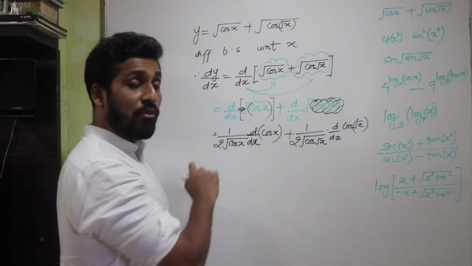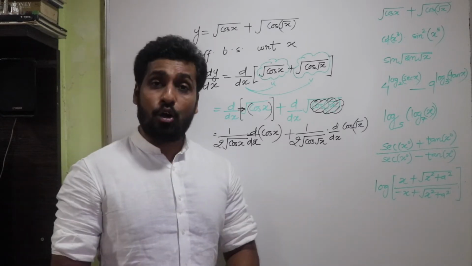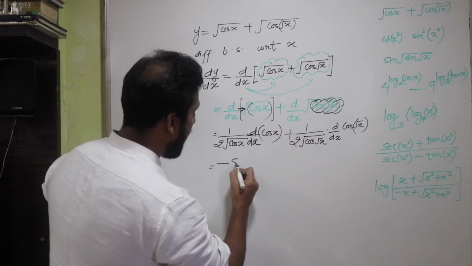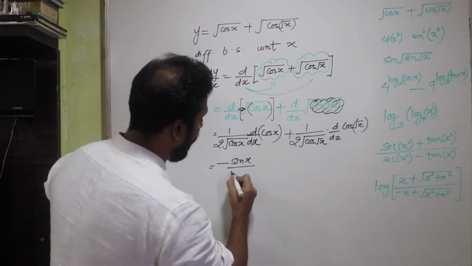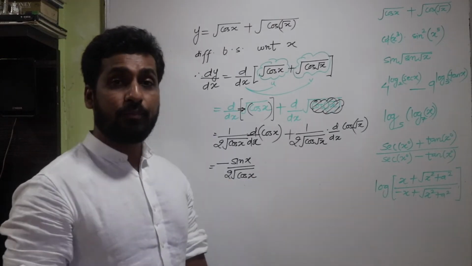Now the derivative of cos x, that's a standard function. We all know that the derivative of cos x is minus sin x. So I'm going to write the derivative as minus sin x upon 2 root of cos x. Well understood to everyone?